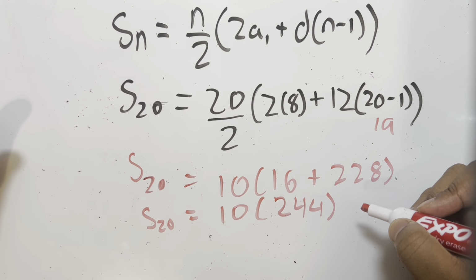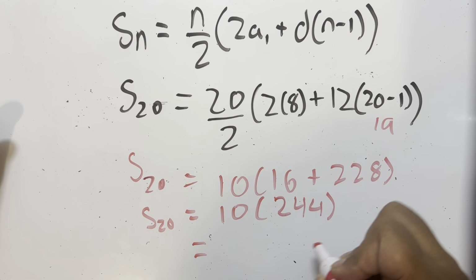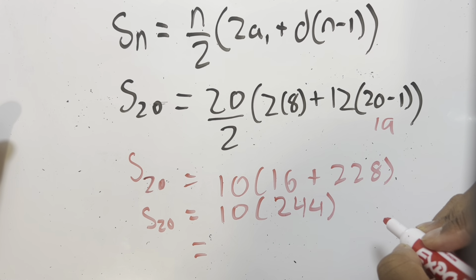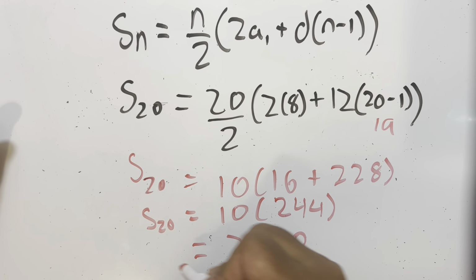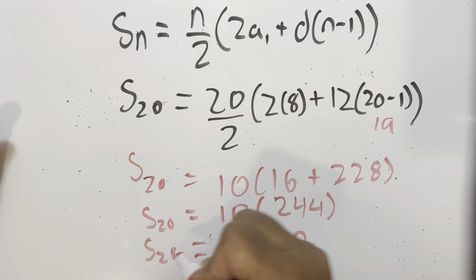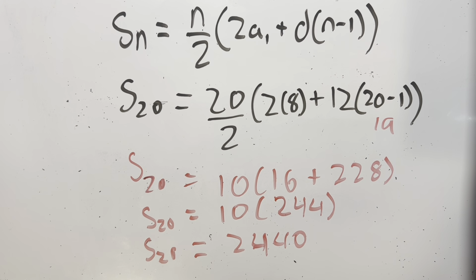All right. Well, this is easy. It's just a times 10. Maybe I planned it that way. 10 times 244 is 2,440. So that's the sum of travels, the amount of miles he traveled in 20 days. All right, so that's how you find the explicit formula, the recursive formula, the term of any arithmetic sequence, and the sum.